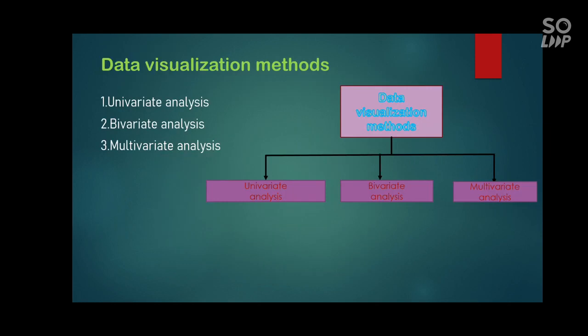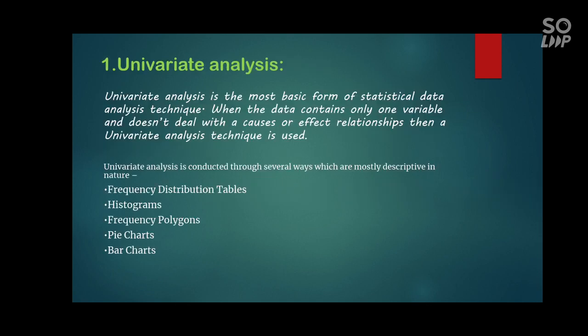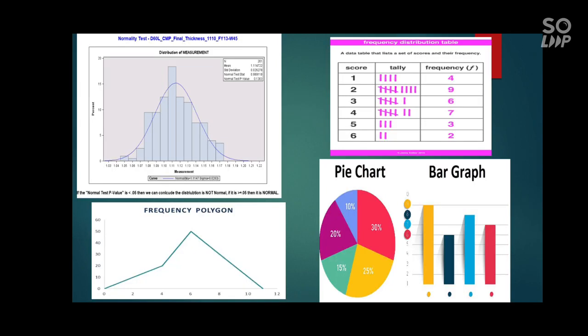Data visualization methods. Quantitative data can be visualized using the following techniques: univariate analysis, bivariate analysis, multivariate analysis. Univariate analysis. The term univariate analysis refers to the analysis of one variable. You can remember this because the prefix uni means one. The purpose of univariate analysis is to understand the distribution of values for a single variable. Univariate analysis can be done with the following methods: frequency distribution tables, histograms, frequency polygon, pie chart, bar chart. Model graphs are given below.